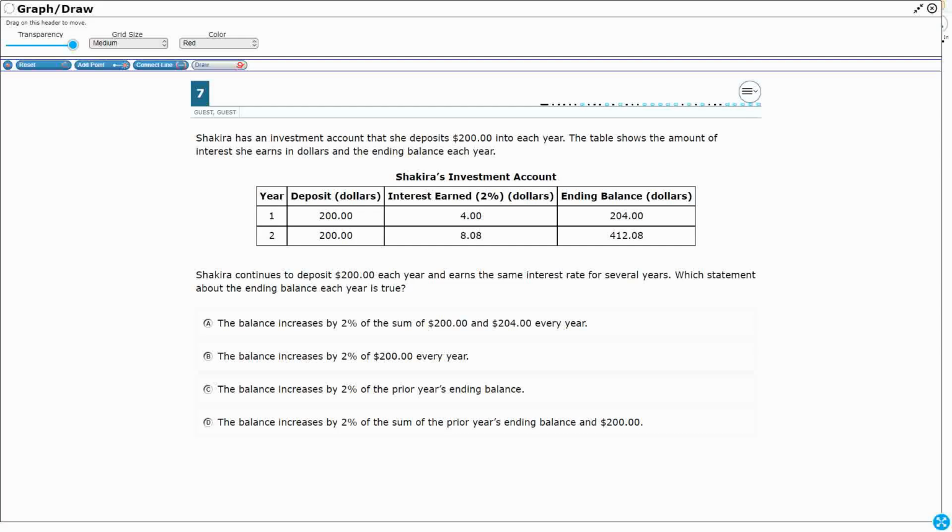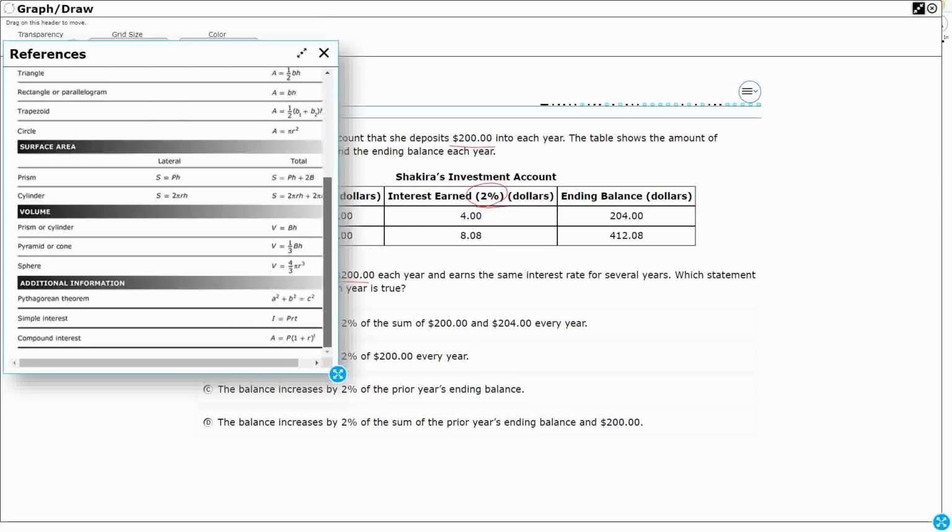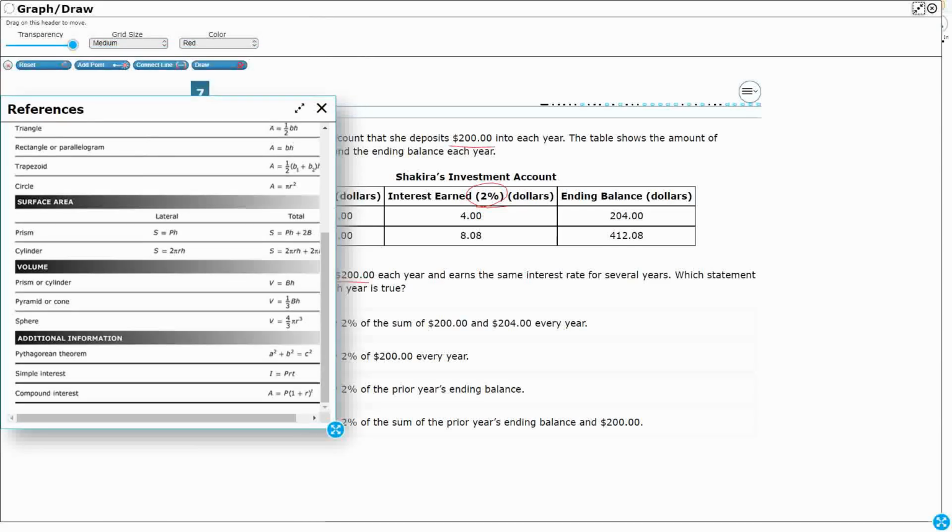All right, so we've got an investment account. Shakira is investing $200 a year, and then we're getting a little bit of interest. So every year she continues to deposit 200 bucks, and she's going to get that 2% interest. They've calculated our ending balance at the end of year one and the end of year two, and we're supposed to find the statement that shows what's going to happen at the end of each year. To make sense of it, we can use our reference materials. If you look at the very bottom, it doesn't say whether it's compound or simple interest. So when it doesn't say anything, we can just assume it's simple interest.